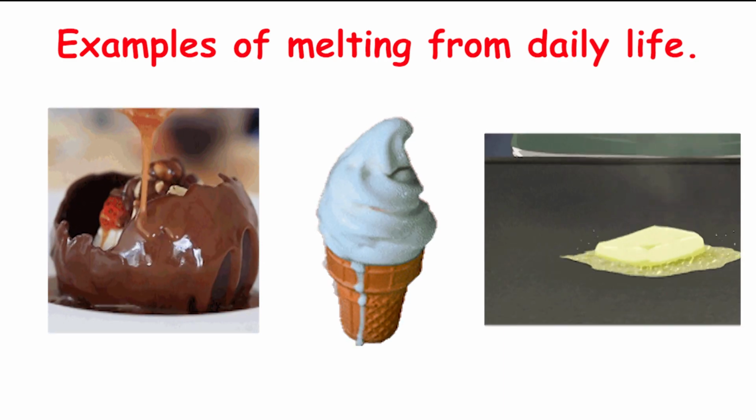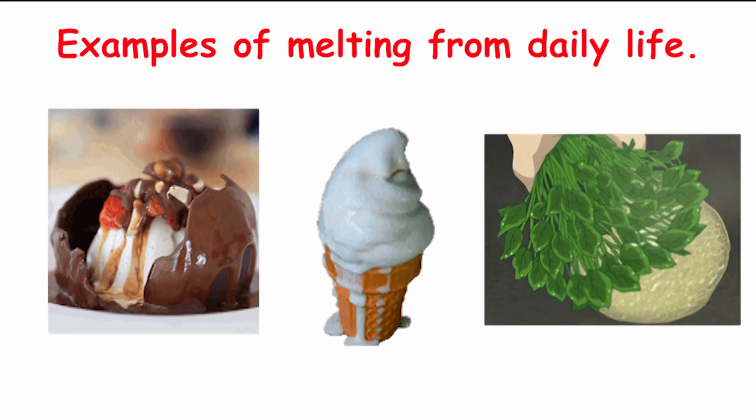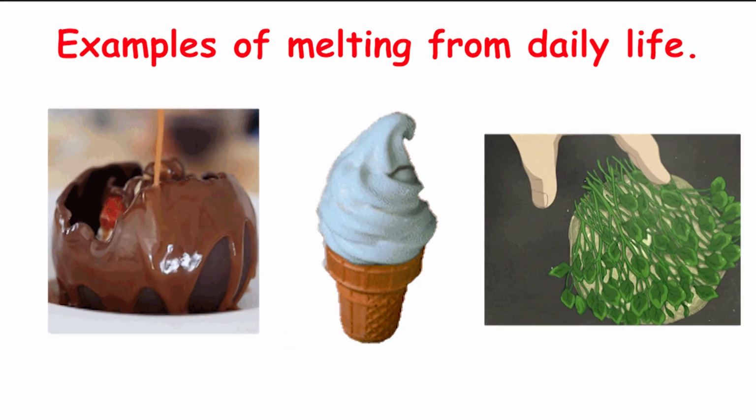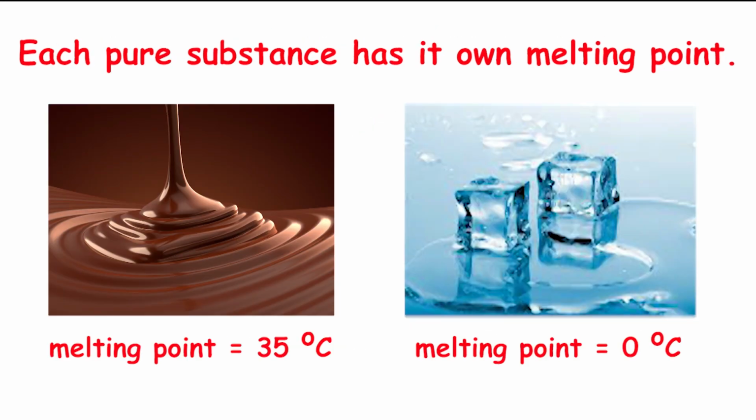Chocolate, ice cream, and butter absorb energy, so particles start moving faster and then melt. Do these substances have the same melting point? The melting point of chocolate is 35 degrees Celsius, while the melting point of ice is 0 degrees Celsius. Accordingly, the chocolate needs more energy to melt.